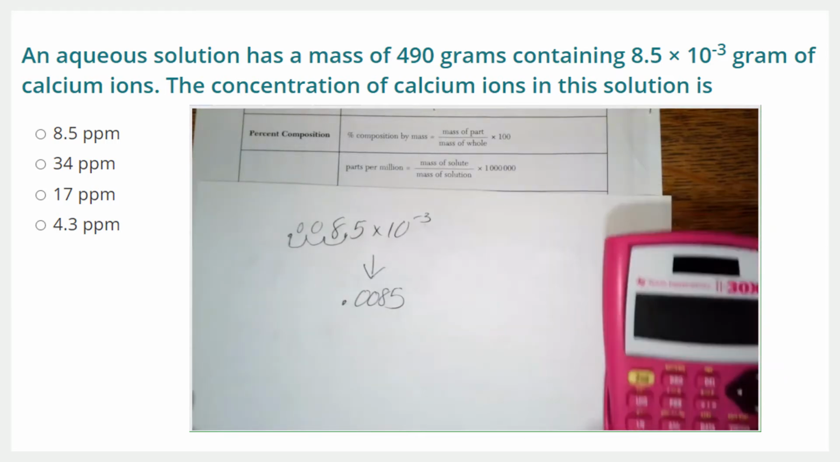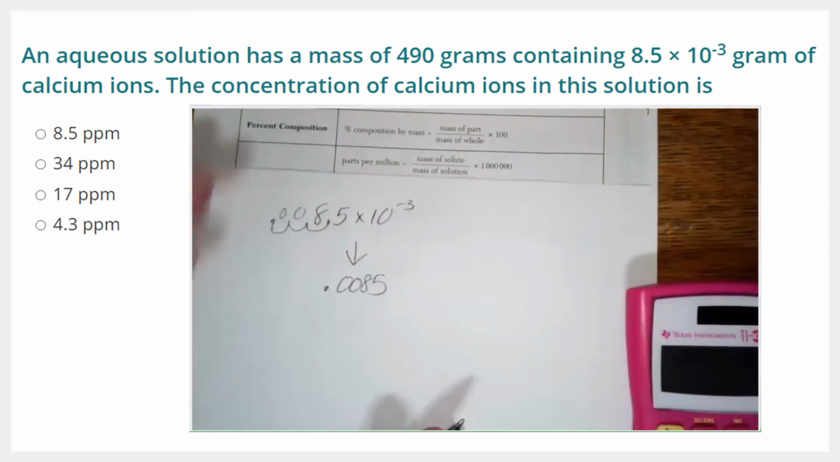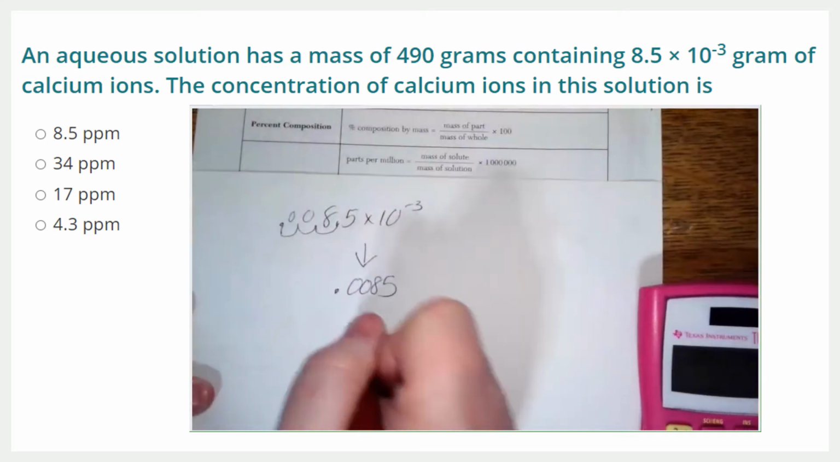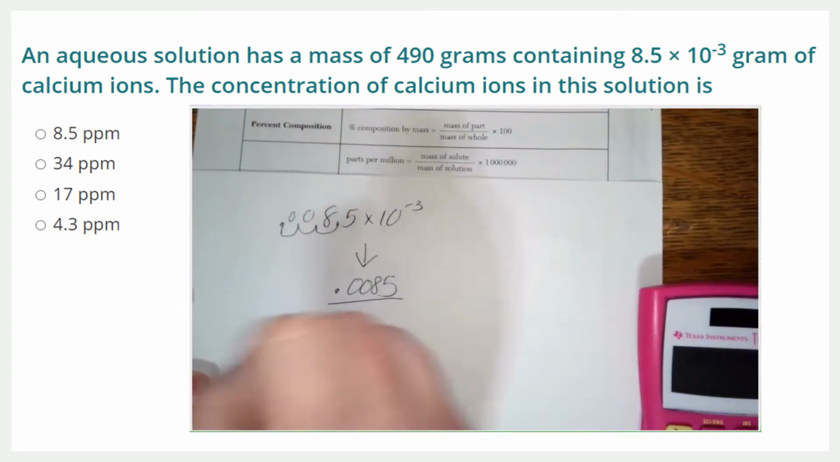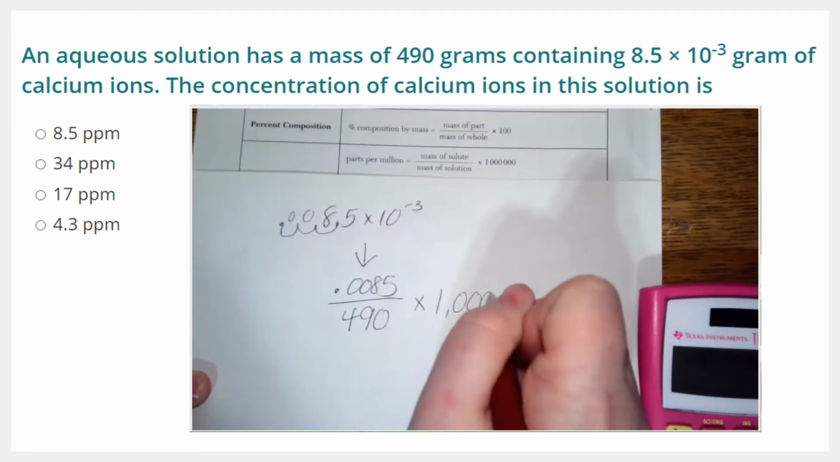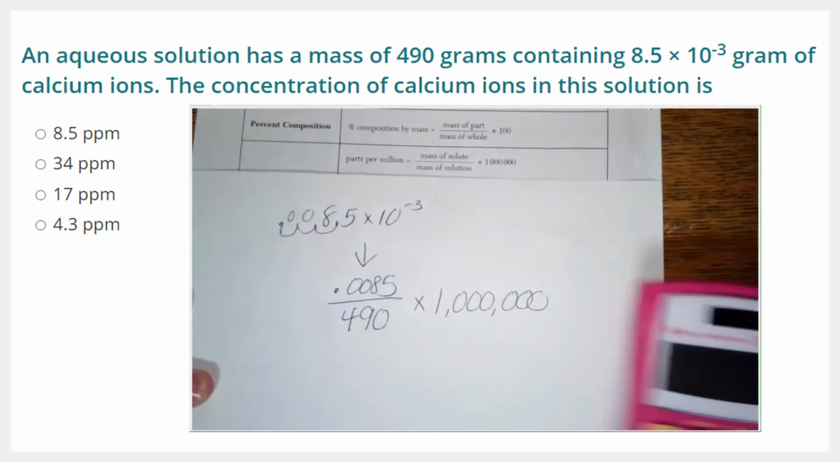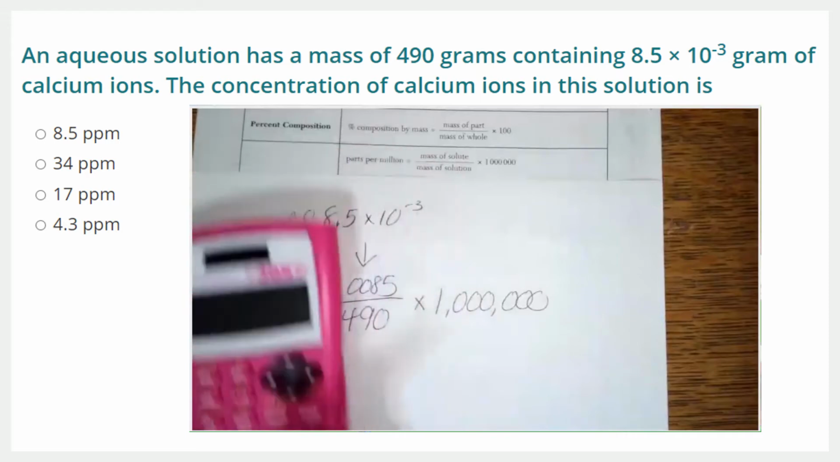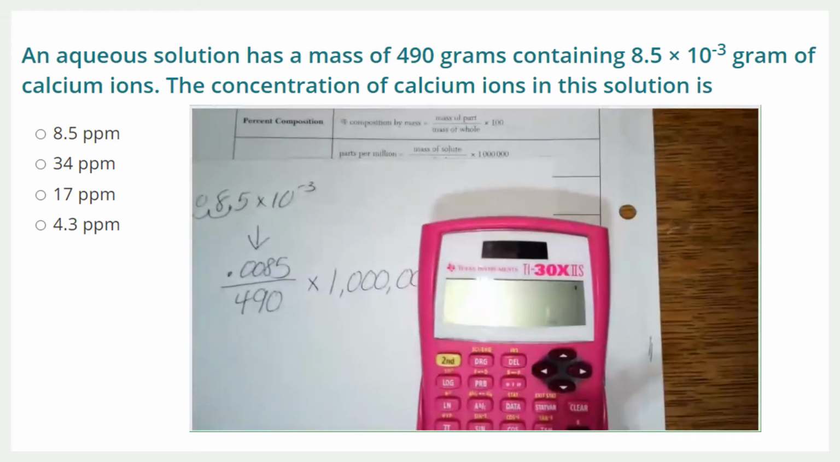Okay. So I have an aqueous solution that has a mass of 490 grams, with 8.5 times 10 to the negative 3 calcium ions. All right. So this is going to be the mass of the solute. The mass of the solution will be 490 times, please do not forget, times a million. Let's plug this into the calculator, okay?